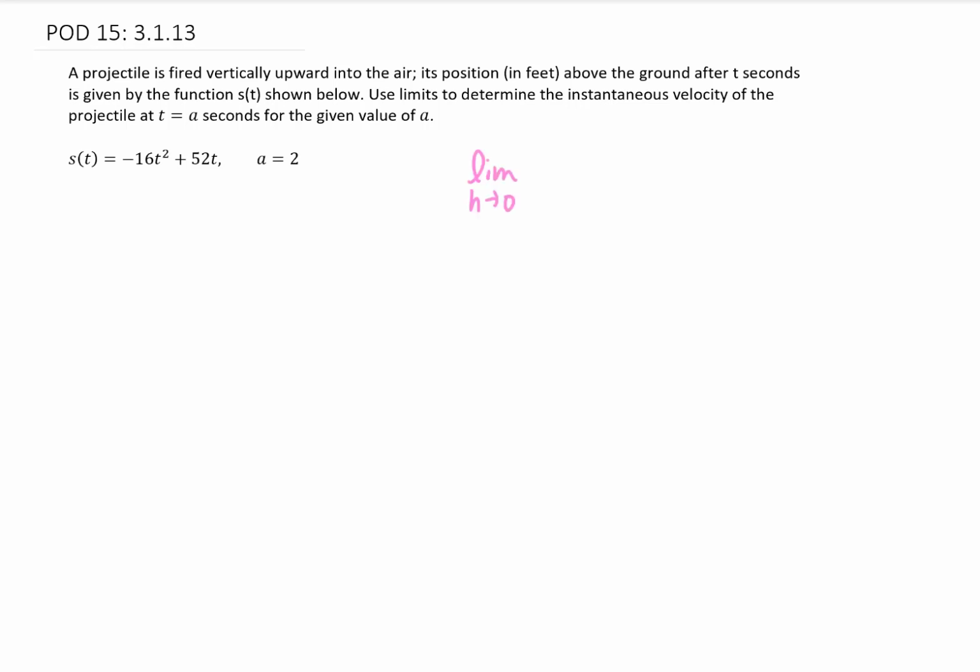We could use the limit definition of a derivative, which looks like this. And this instantaneous rate of change of the position would give us our instantaneous velocity of the given function. And then what we would need to do is plug into that t equals 2. That's a totally legitimate way to do this problem. But there's another way to do it.